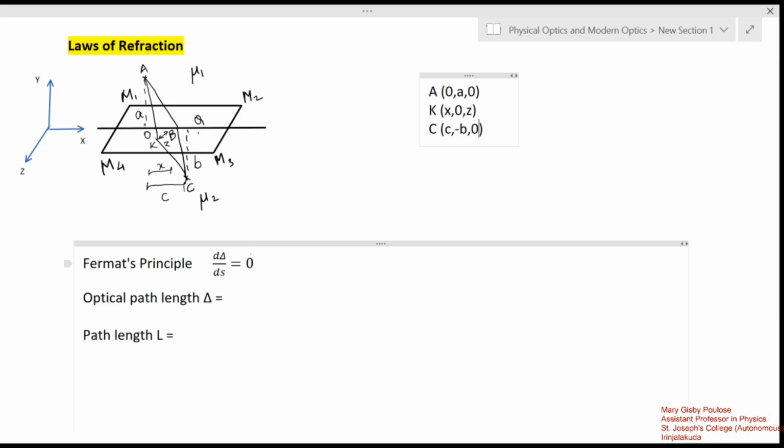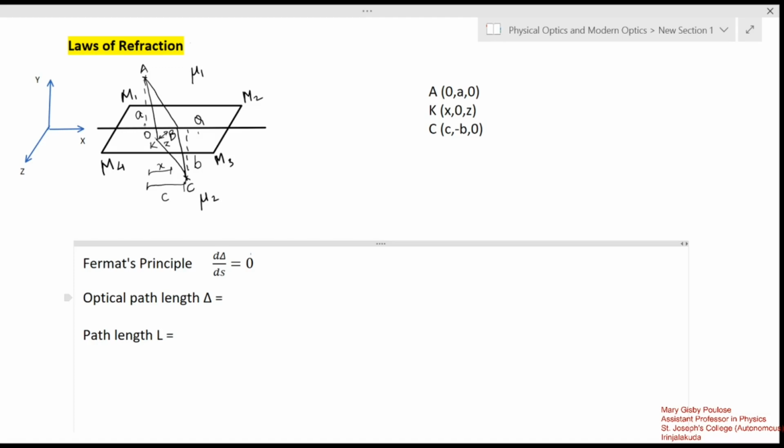Following Fermat's principle, we have d delta by ds is equal to 0. That is, the rate of change of path length must be minimum. The least possible value of minimum is 0. The path length here is defined as the product of refractive index into geometrical length. Here the light ray is traveling through two media. Hence the path length should be calculated in two media separately.